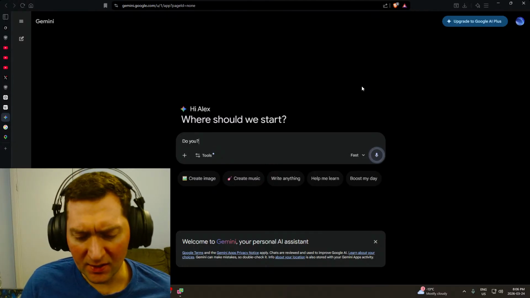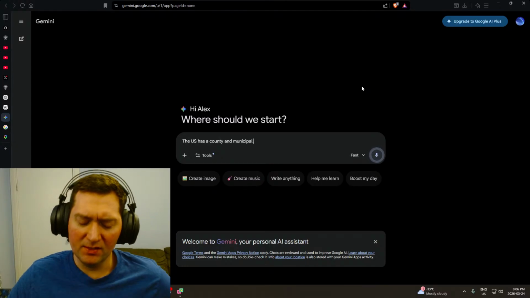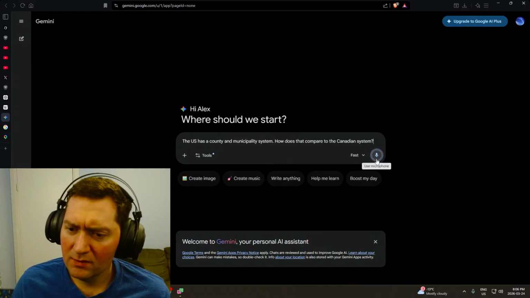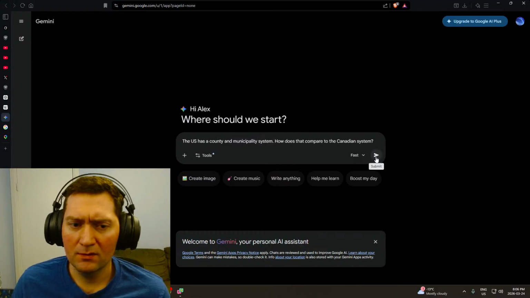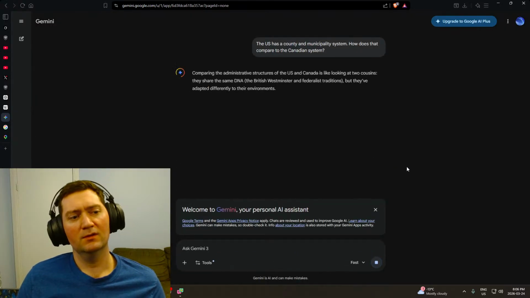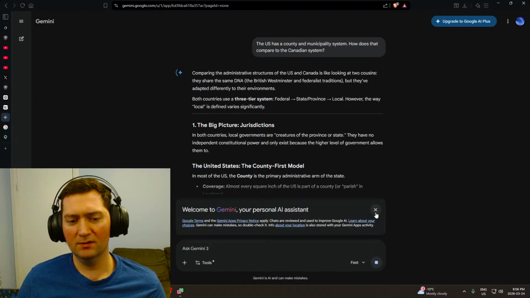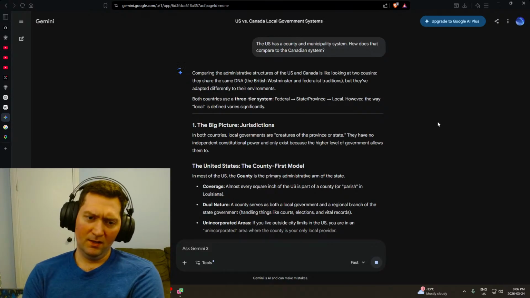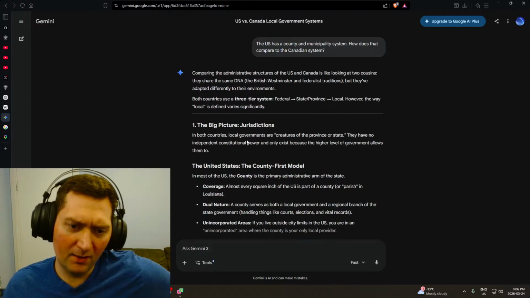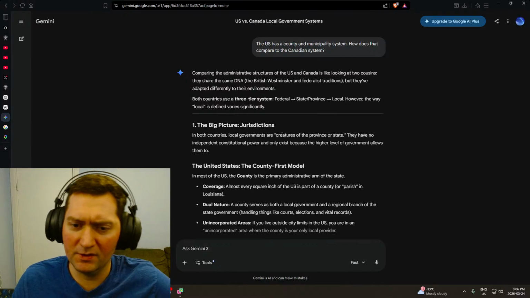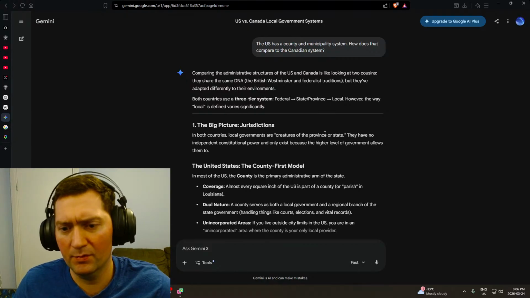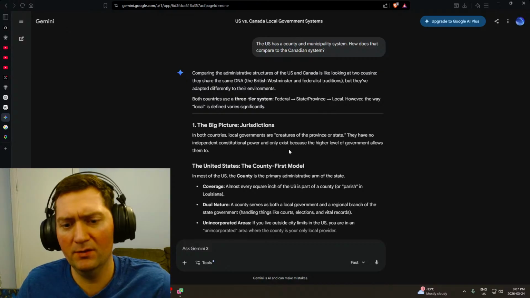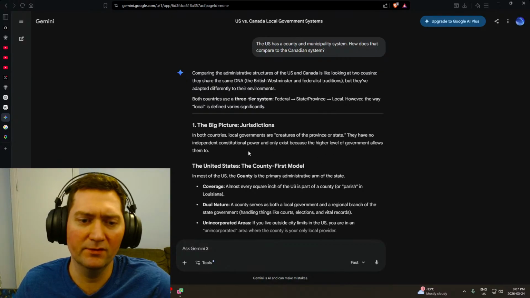The US has a county and municipality system. How does that compare to the Canadian system? Both countries' local governments are creatures of the province or state. They have no independent constitutional powers and only exist because their higher level allows them to. Yep.